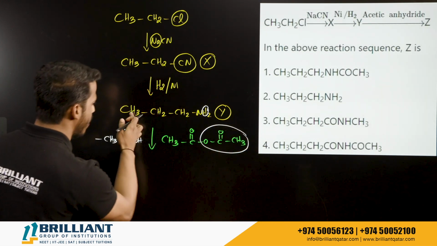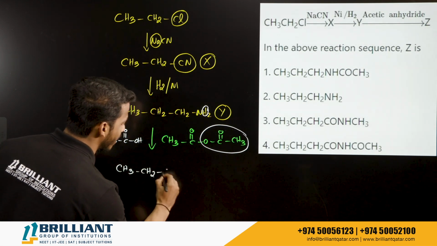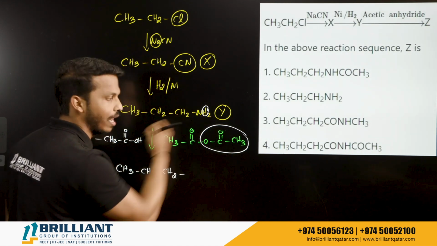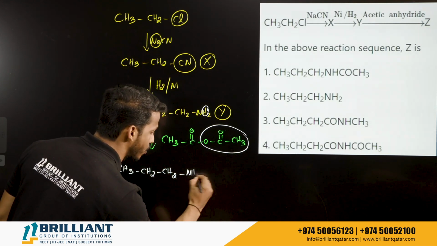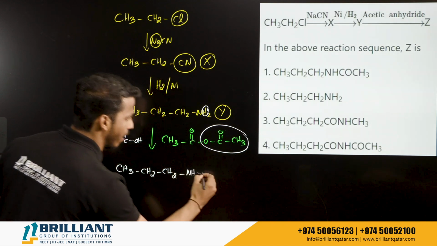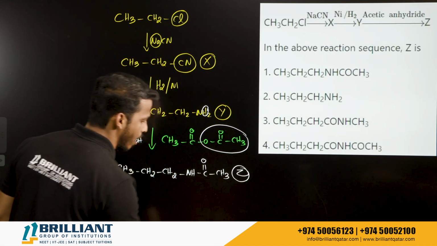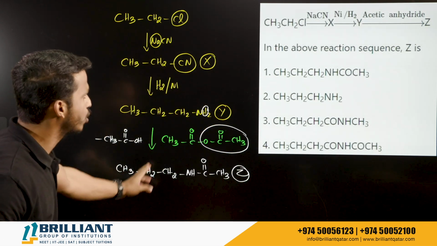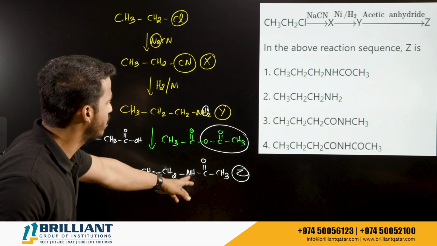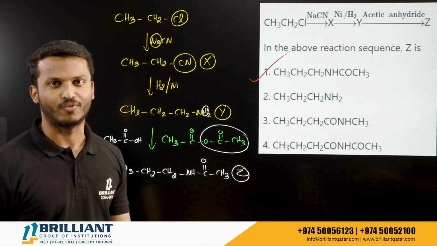Just club it. Here we have starting from here, CH3, then CH2, then CH2, and what is left here? Already you took one hydrogen, right? So what is left? NH. Where it is connecting this part, what is that? COCH3. Can you identify, dear student, which option is given as Z? CH3, CH2, CH2, NH, CO, CH3. That is nothing but option number 1 is the answer for the chemistry.